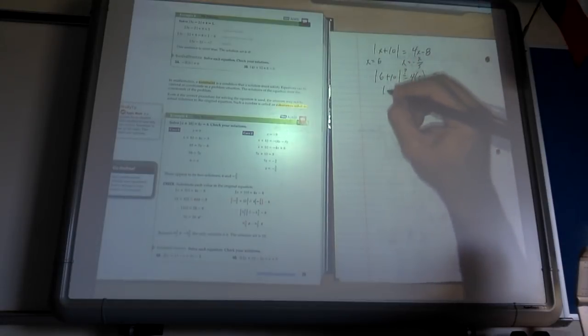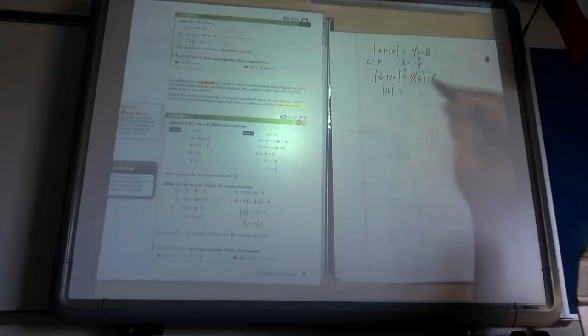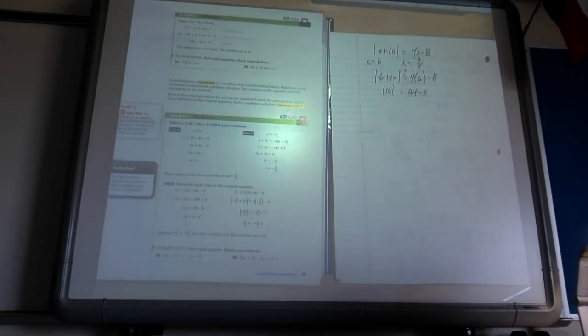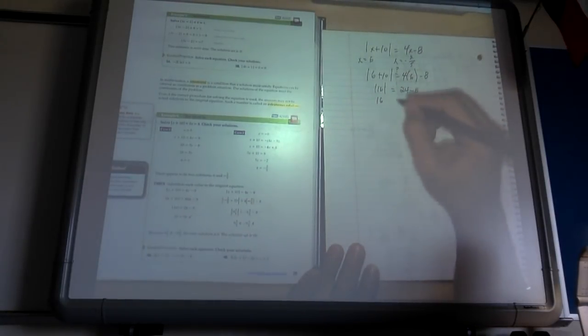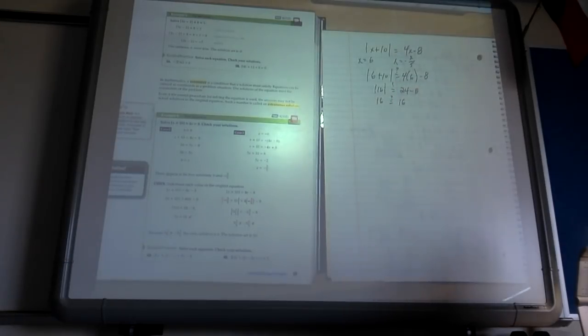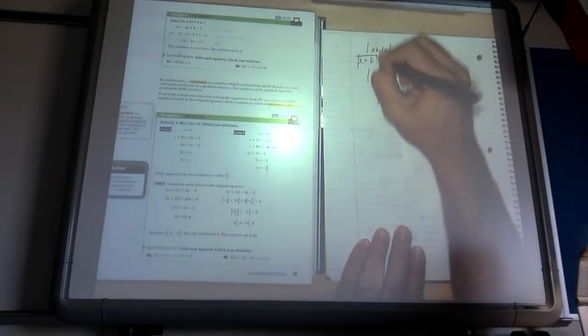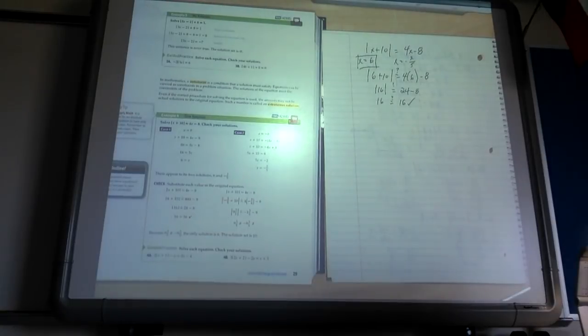6 plus 10 is 16, so this side is absolute value of 16. I've got work to do on this side. 4 times 6 is 24. So I've still got math working on both sides. Let's keep going. Absolute value of 16 is 16. What's 24 minus 8? 16. So again, I'm putting a little question mark there. At this step, I've got to ask myself, does 16 equal 16? Yes, it does. I know that 6 is an answer.